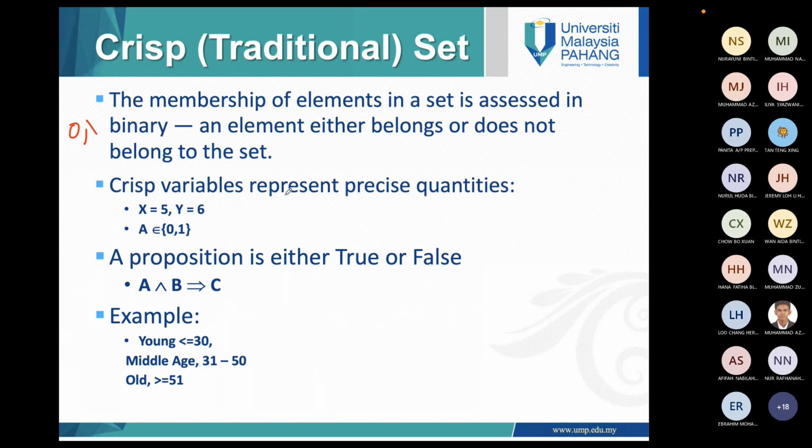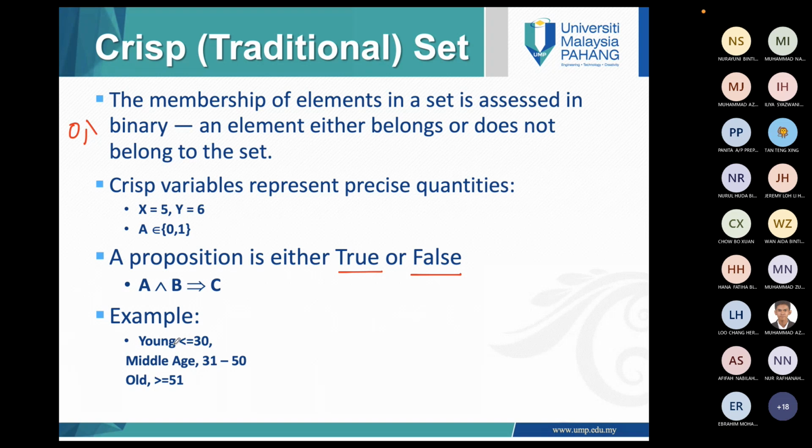Okay, crisp variables represent precise quantities. For example, we have the value of x equal to 5, y equal to 6. A proposition is either true or false.